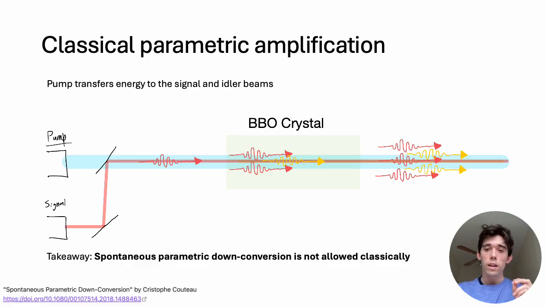Now, an important aspect of this is that if there's no signal beam to begin with, there's no amplification. And so this spontaneous parametric downconversion is actually not allowed at all classically. And quantum mechanically, it's an extremely weak process, which is one of its limitations, but it's also why we can generate single photons with this process.